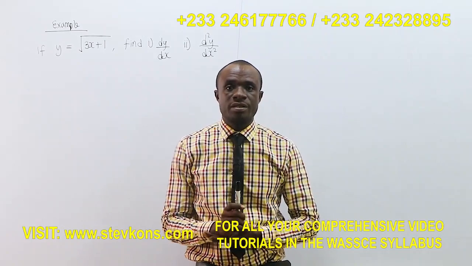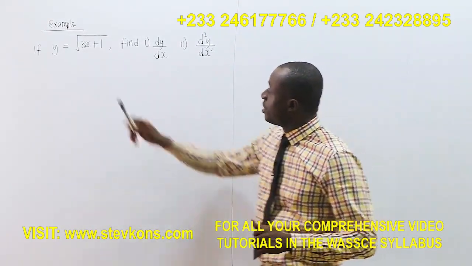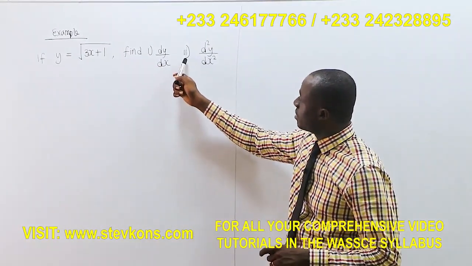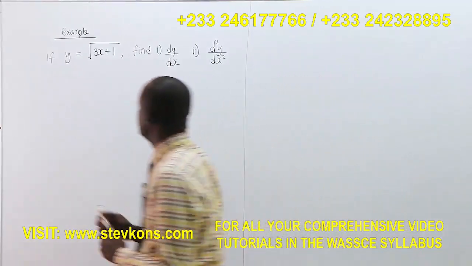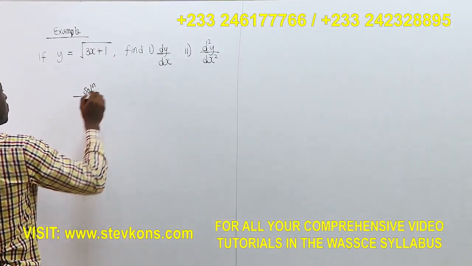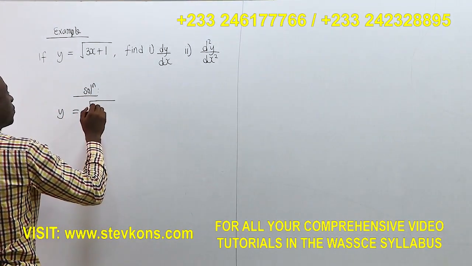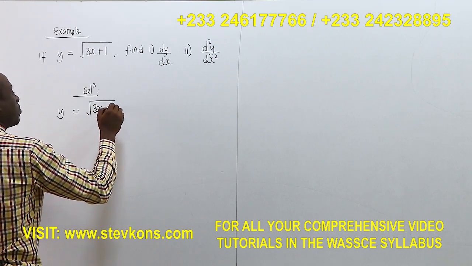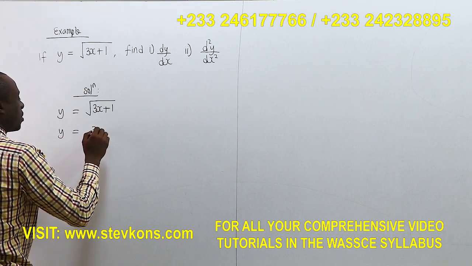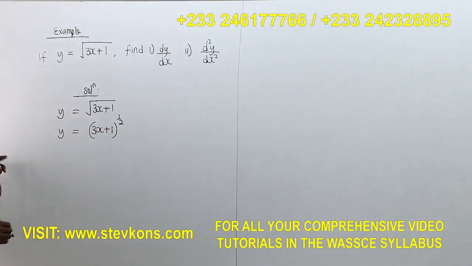Now let's consider this example. I urge you to pause the video and try the question on your own. Now if y is equal to the square root of 3x plus 1, find dy dx, and then find the second differential. Now let's see. We have y equal to the square root of 3x plus 1. And clearly y is equal to 3x plus 1 to the power half.